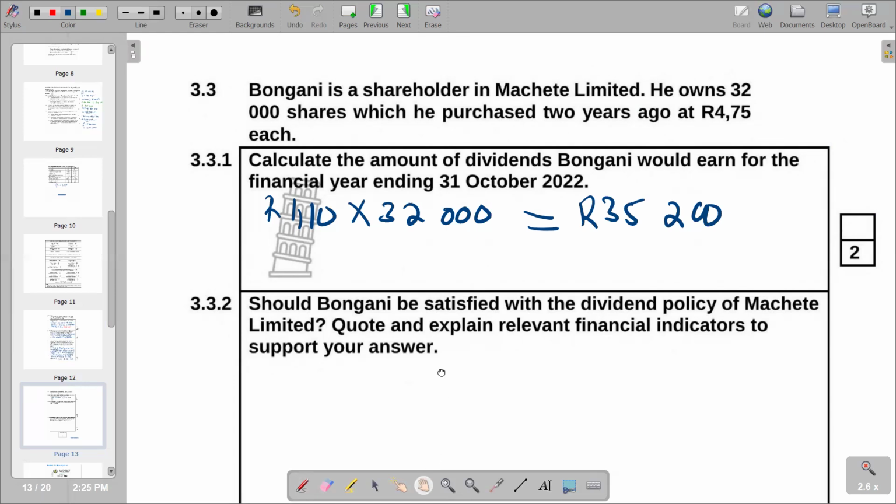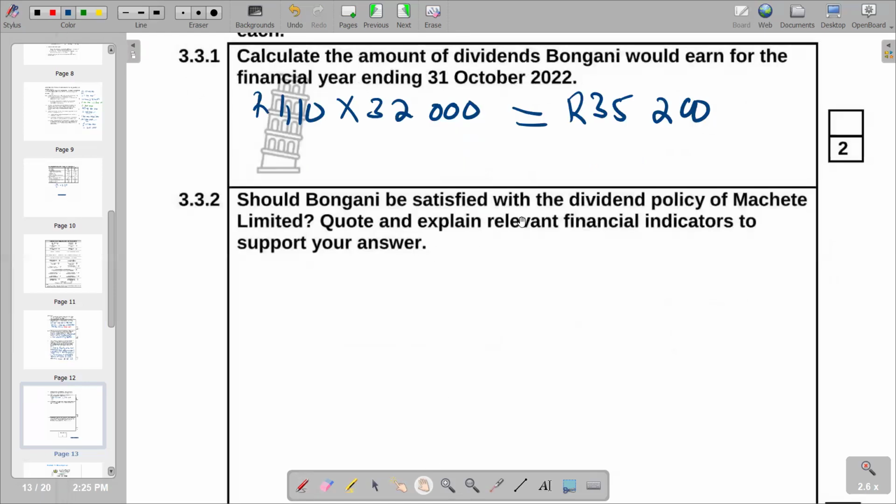So basically, this is what we have. Then go to the next one. Should Bongani be satisfied with the dividend policy of Machete Limited? Quote and explain relevant financial indicators to support your answer. To be satisfied with the dividend policy, you should check the proportion of our earnings that is being paid as dividends.